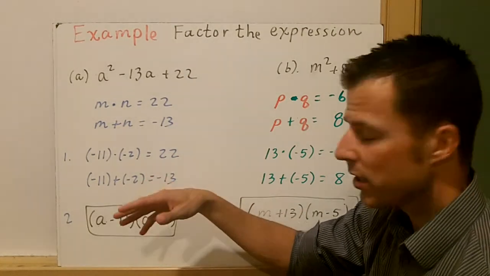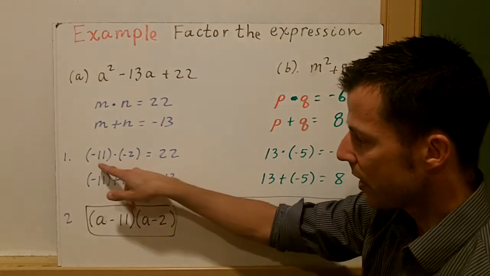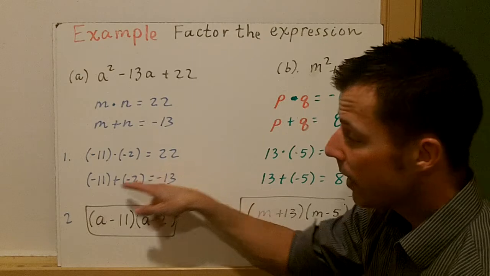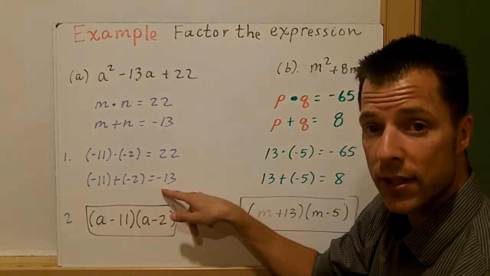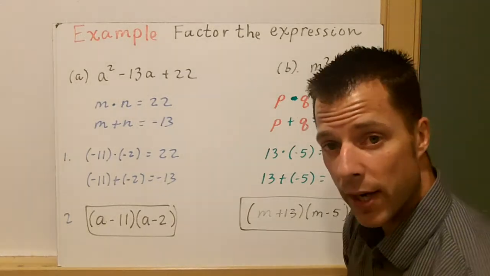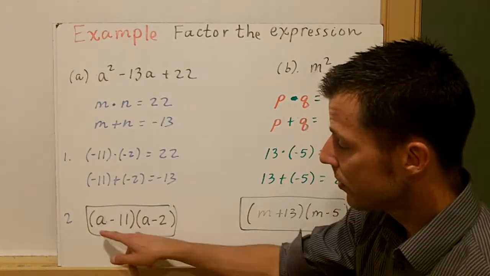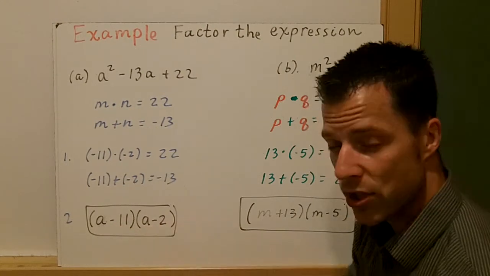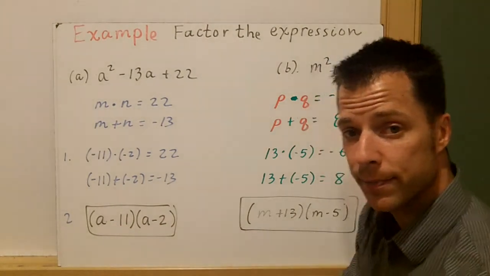So let's look at changing the signs. If both numbers are negative, negative 11 times negative 2, I get 22. Negative 11 plus negative 2 is negative 13. So I've satisfied my two conditions. Writing the binomials, a minus 11, that quantity times the quantity a minus 2. And those are my factors.